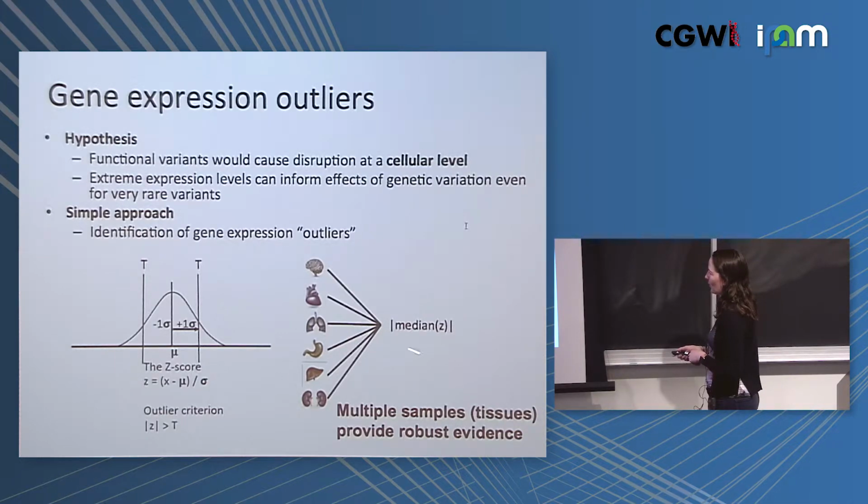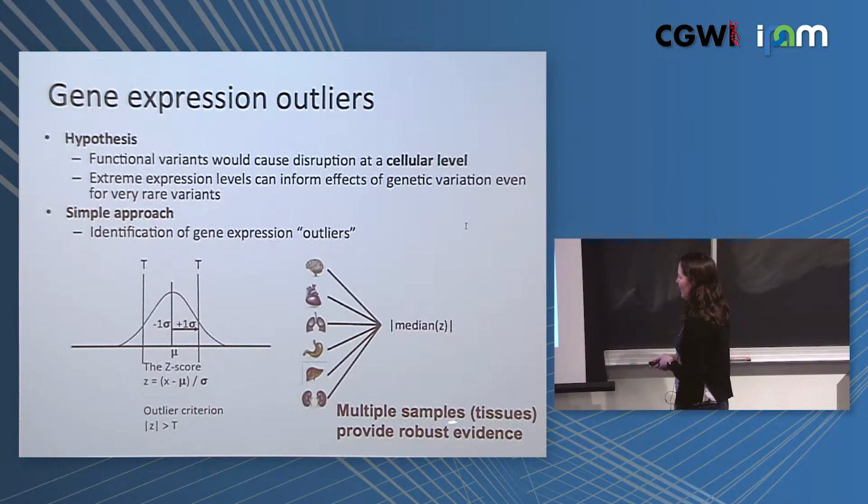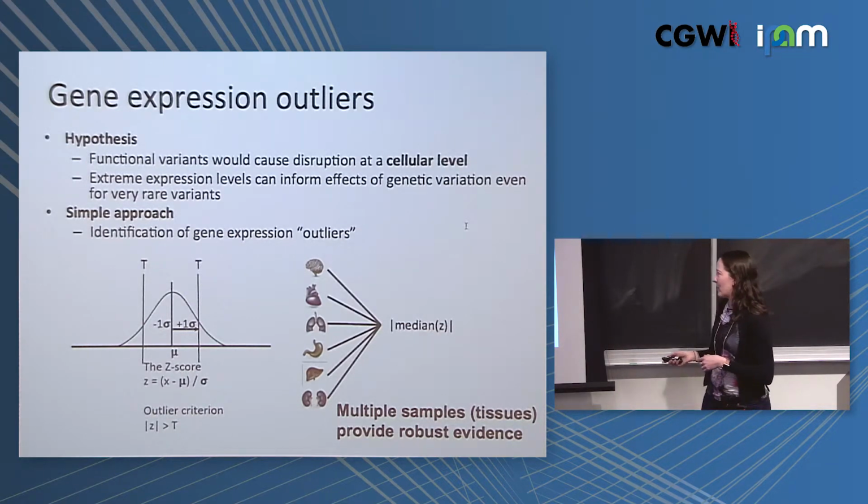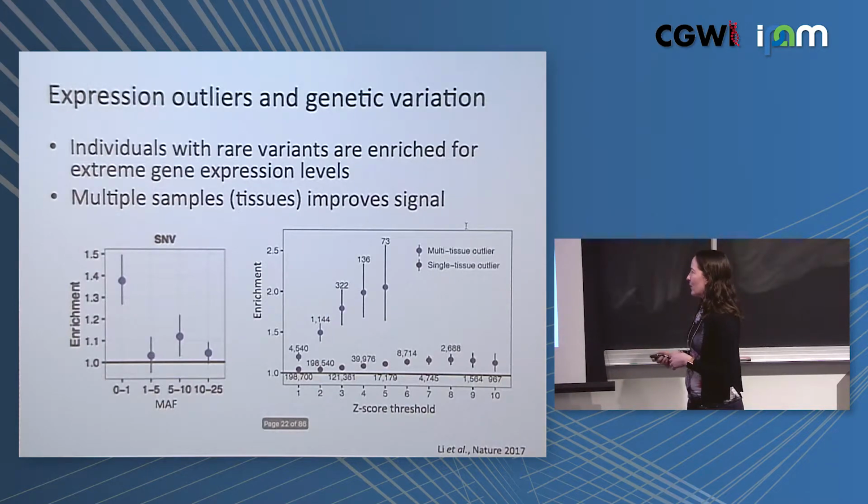So here, we're also going to consider looking at individuals who are outliers across multiple samples, simply using a median z-score. And as you'll see, multiple samples does provide us much more robust evidence, given all of the noise and bias that we see in RNA-seq. Seeing that somebody is an outlier across multiple samples is much more informative than seeing they're an outlier in a single sample. So the first question is simply, are expression outliers informative of rare variation?